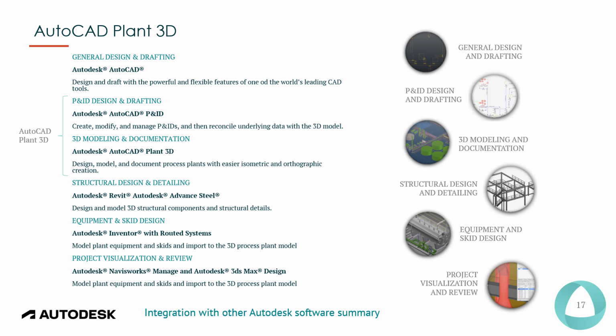Then we have your structural design and detailing. So like I said before, if you want to go into more detail on connection design and more intricate detailing, there's Revit and Advanced Steel that work well with Plant. Then for the equipment and skid design, we have Inventor with the routed systems, and then for project visualization and review, if you need to do visualization and clash detection, we have Navisworks Manage, and for the review side and renderings, we've got 3ds Max.